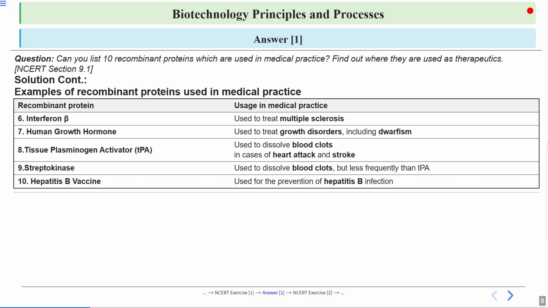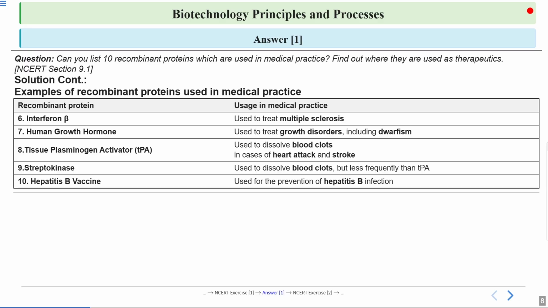Next is interferon beta. It is used in treating multiple sclerosis. The seventh is the human growth hormone, HGH, used to treat growth disorders, including dwarfism.